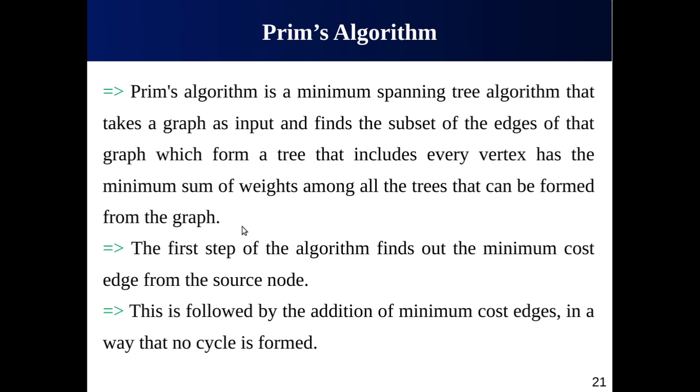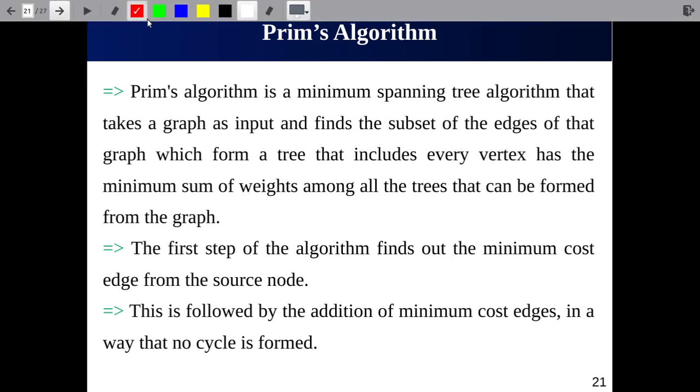And then we have to find the subset of the edges for that graph, which will actually form a tree that includes every vertex. Every vertex will have a minimum sum of weights among all the trees, and also there will be no cycle. So the first step of this algorithm is to find out the minimum cost edge from the source node.